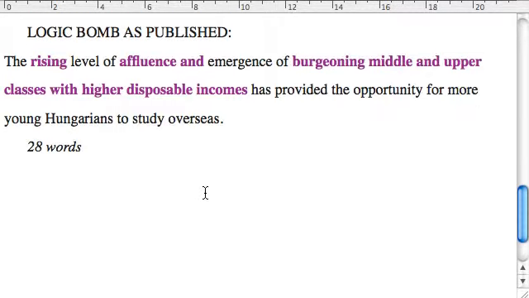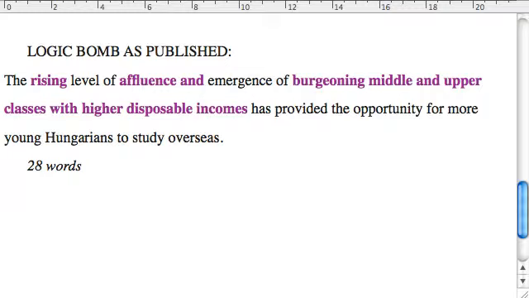Now, the next category of logic bomb is one I think of as a particular and peculiar type of redundancy. It's one where the writer presents a word or a phrase as a separate entity, when in fact it is logically included within the main statement. Now, here's an example from the final draft of a web page and email promoting a Budapest trade show to Australian education providers.